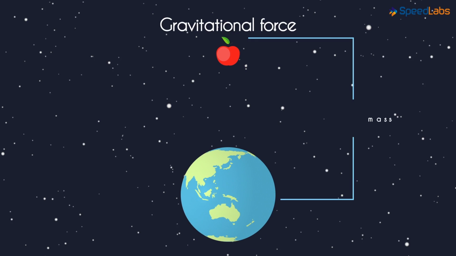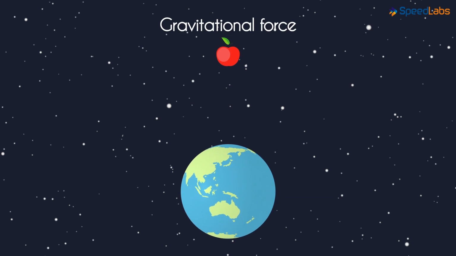We saw that the gravitational force is the attractive force between any two objects with non-zero mass separated by a distance. So does the apple fall towards the earth, or does the earth move towards the apple? Or do both move towards each other?